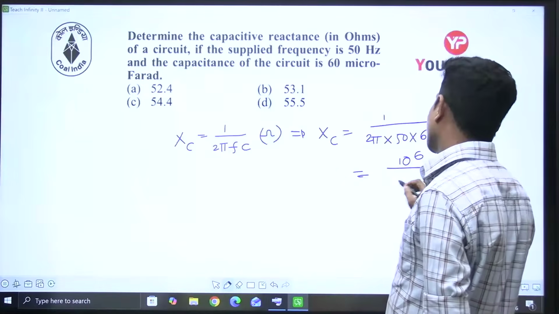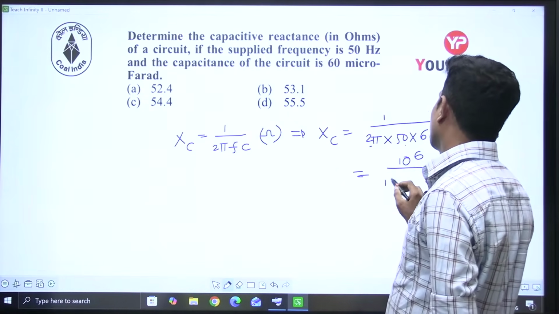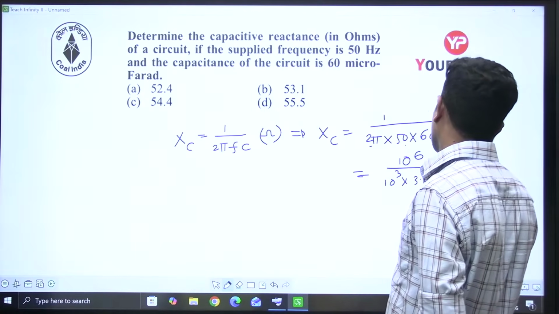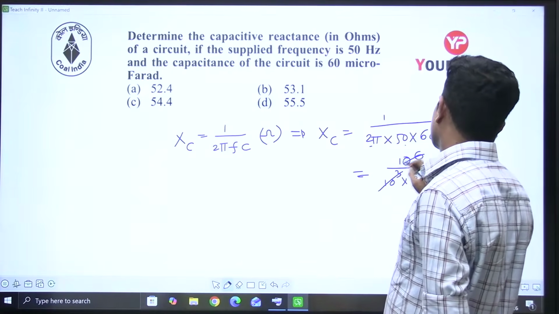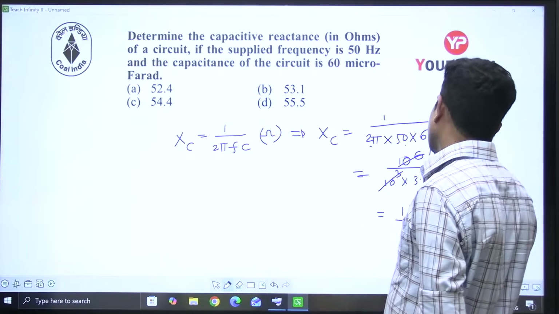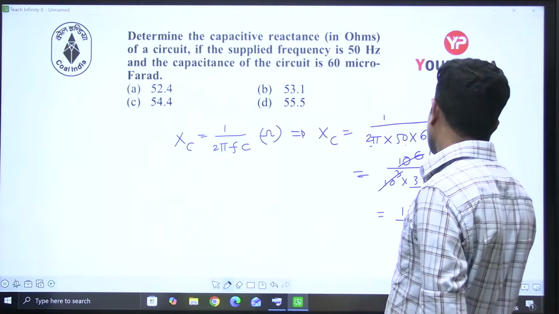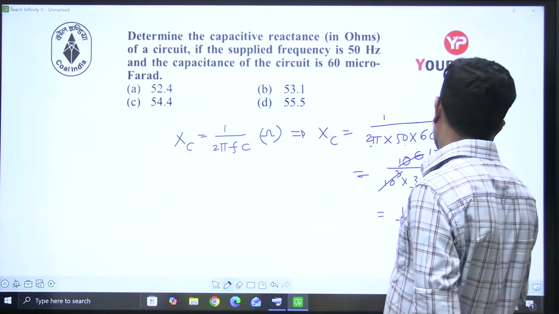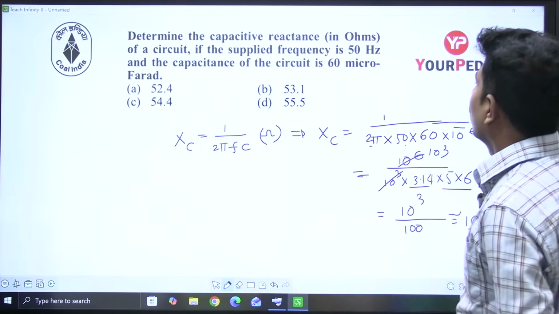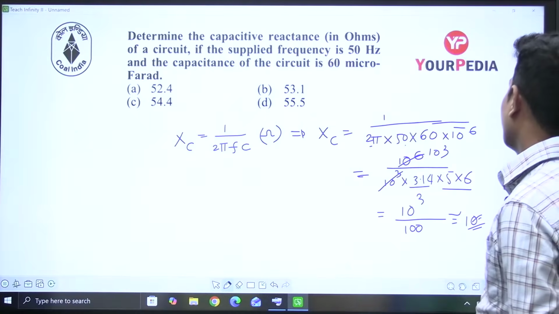10 to the power of 6 divided by 2 pi into 50 into 60, so 10 cube into 3.14 something into 5 into 6. So this is 10 cube divided by 30. 30 times 3 is 90, so almost it is 100. Answer will be near to 10, but not exactly there. Check my calculation once if I committed any mistake.